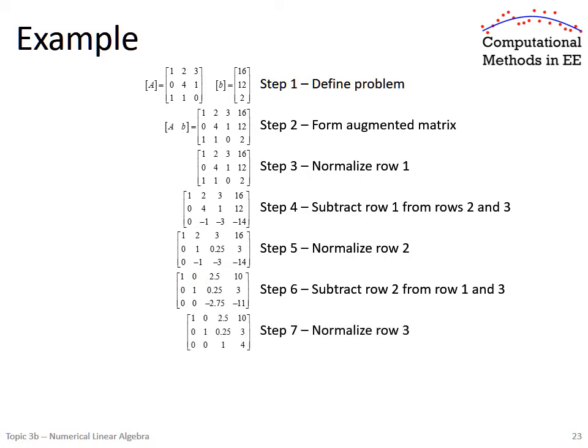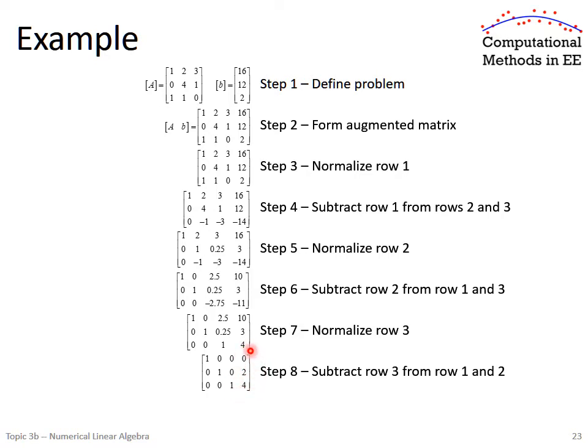Now we move on to row 3, again dividing by the diagonal element. Then we enter our other loop, which removes reference to x3 from rows 1 and 2. And now we see that we have the identity matrix on the left, so that must be our answer hiding on the right of the augmented matrix.